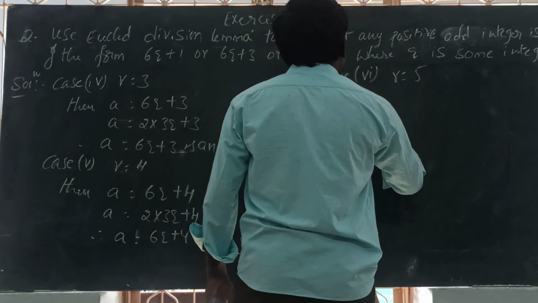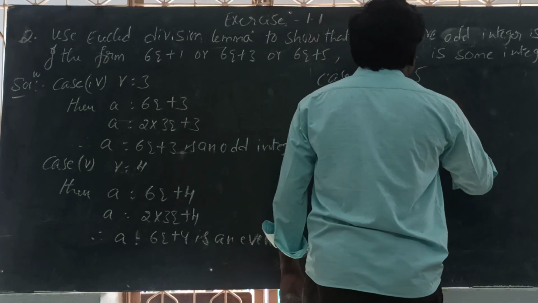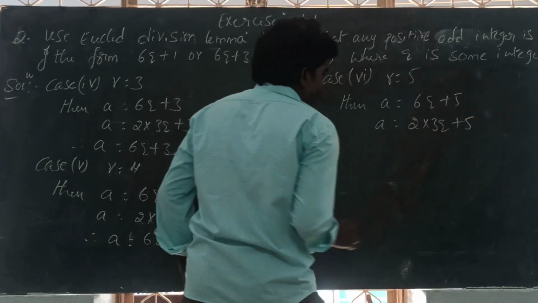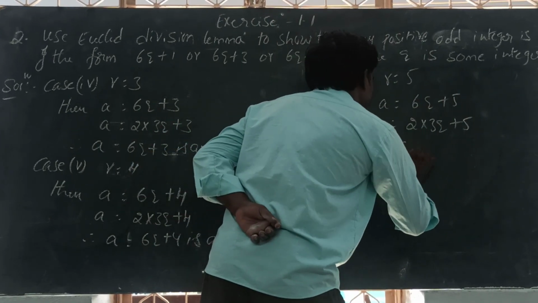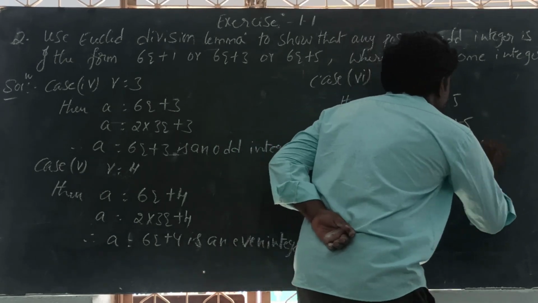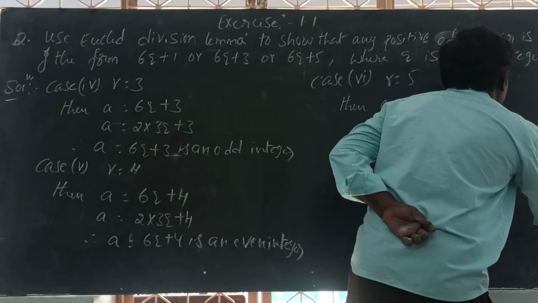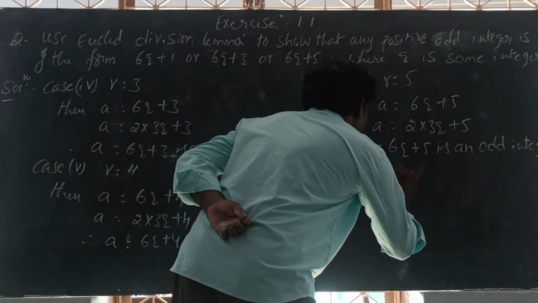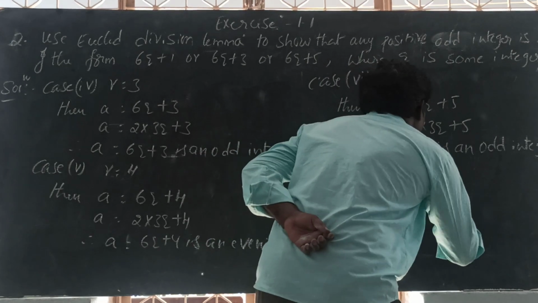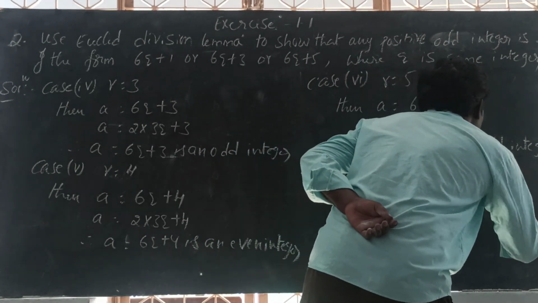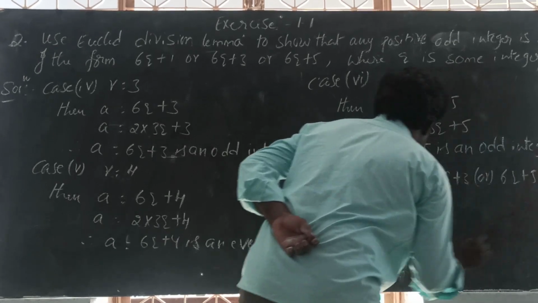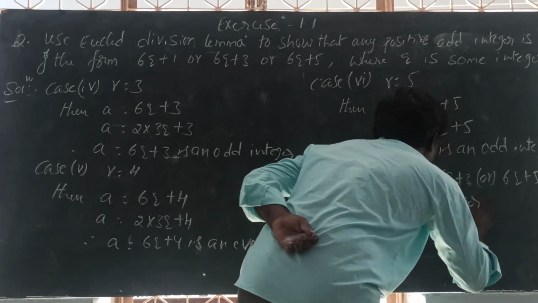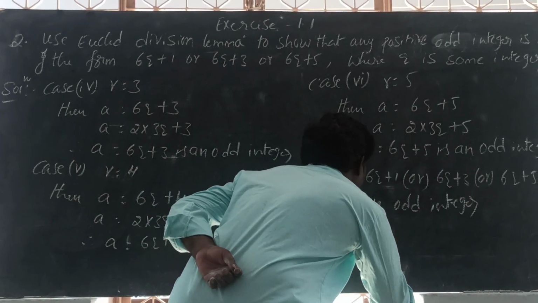Then a is equal to 6q plus 5, so a is equal to 2 into 3q plus 5. Therefore a is equal to 6q plus 5 is an odd integer. Therefore a is equal to 6q plus 1 or 6q plus 3 or 6q plus 5 is an odd integer. Hence it is true.